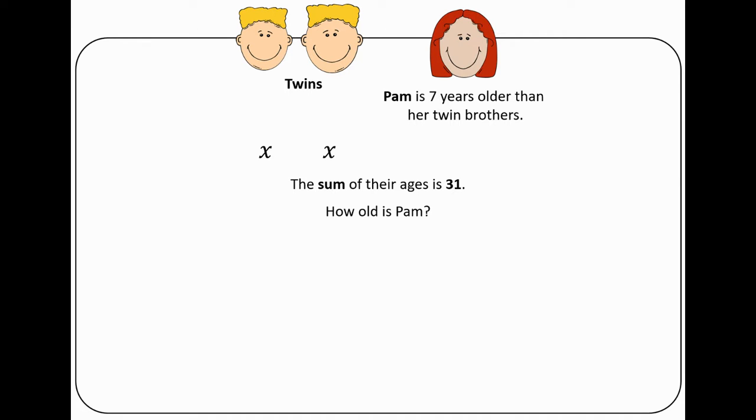Pam is 7 years older than her twin brothers, so that would be X plus 7. So if her twin brothers were, I don't know, 10 years old, that would mean Pam is 10 plus 7. Now, the sum of the ages is 31. So what do I need to do? I can form a perfect linear equation by adding up the expressions: X plus X plus X plus 7 is equal to 31. Now I can collect the like terms. X plus X plus X gives me 3X, plus the 7, is equal to 31.